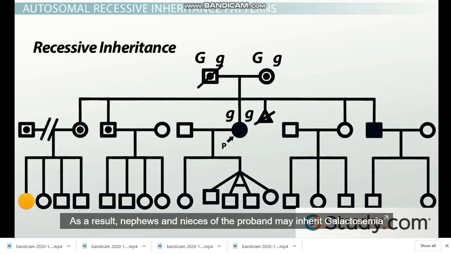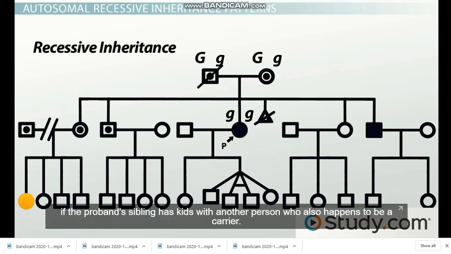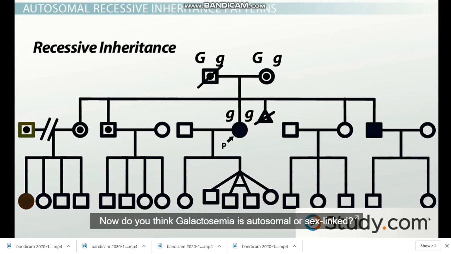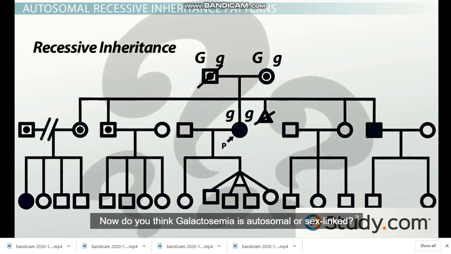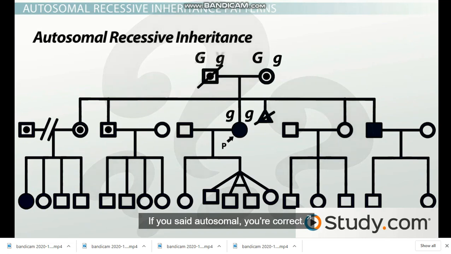As a result, nephews and nieces of the proband may inherit galactosemia if the proband's siblings have kids with another person who also happens to be a carrier. Now, do you think that galactosemia is autosomal or sex-linked? If you said autosomal, you're correct.